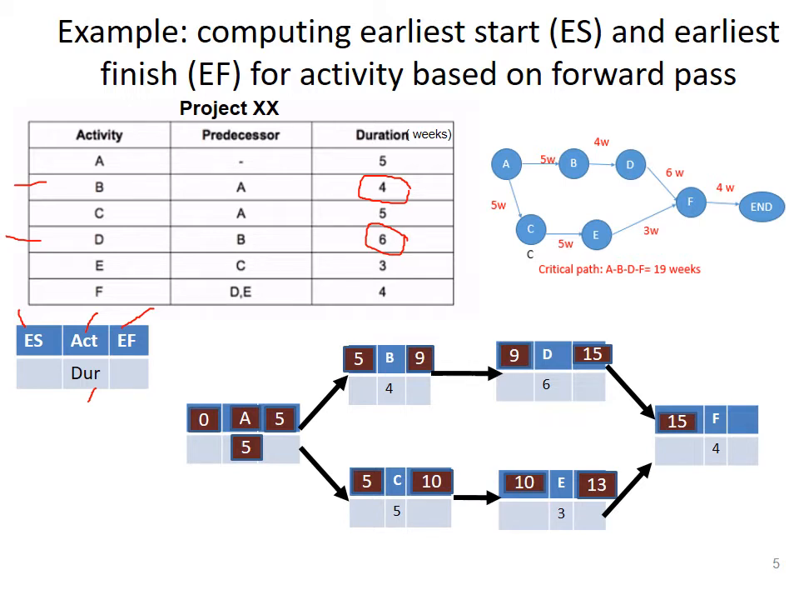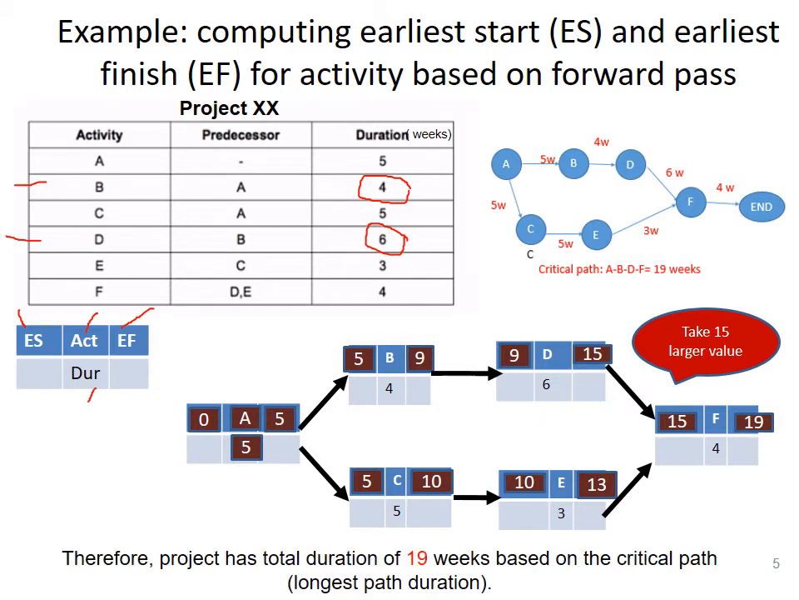Okay, maknanya selepas both D and E complete, then we can start F, meaning earliest start time for F ialah minggu ke-15 dan tamat pada minggu ke-19. Therefore, the whole project will take the total duration of 19 weeks based on critical path daripada A ke B, B ke D dan D ke F. Okay, critical path ialah the longest duration lah.